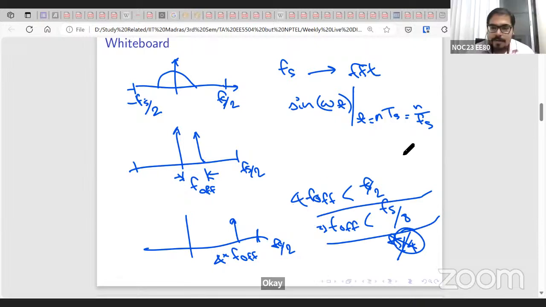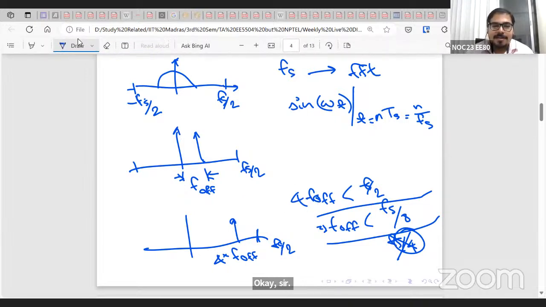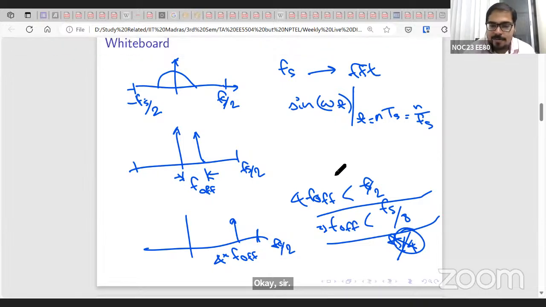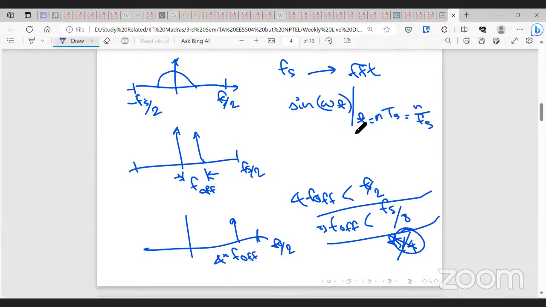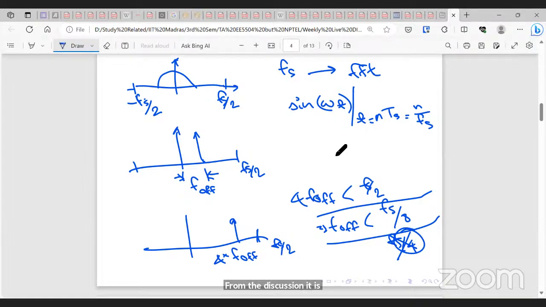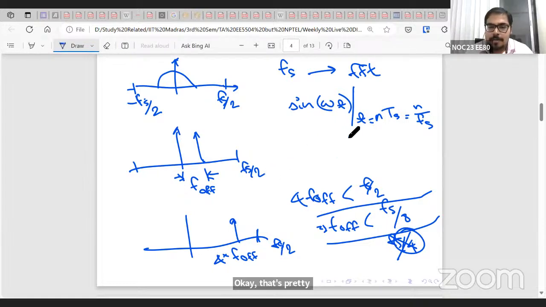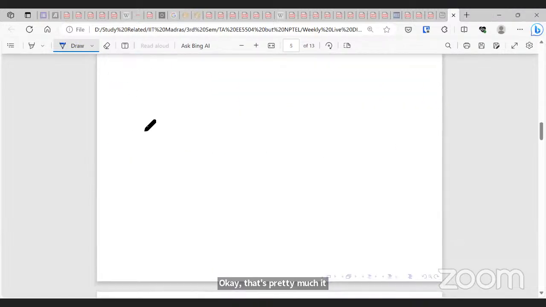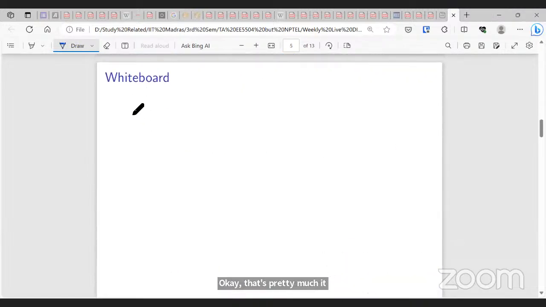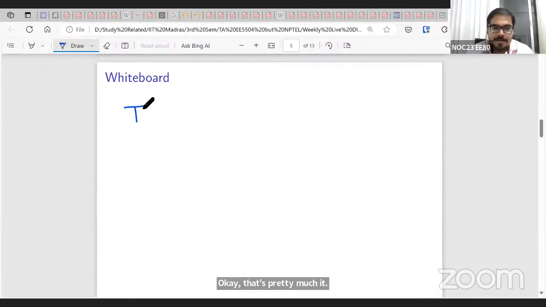Okay, sir. And that is a description of why it is happening. Basically, using any FFT, wait. From the discussion, it is clear, sir. Yeah. I'm only confused whether divided by 8 or divided by 4. Yeah, it is 8. Okay, sir.